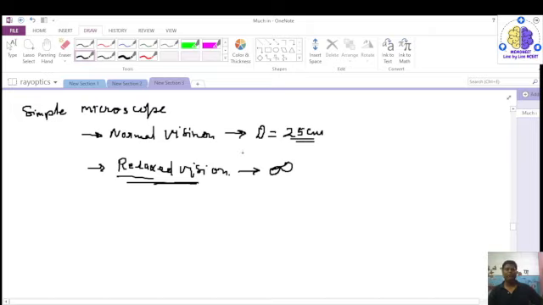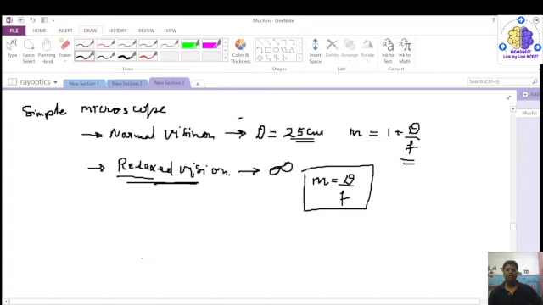So in the case of a simple microscope, the magnifying power for normal vision is m equals 1 plus d upon f. Here d is again the distance of distinct vision, and f is the focal length of the lens. Whereas for the case of a relaxed eye, this formula becomes m equals d upon f, right? m equals d upon f.